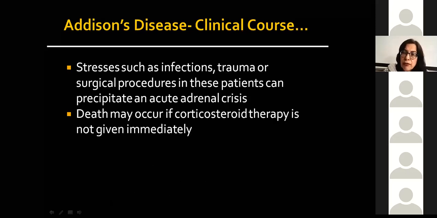Stresses such as infections, trauma, or surgical procedures in these patients can precipitate an acute adrenal crisis. Now, this patient has Addison's disease. They are taking the normal amount of steroid. But if there is some infection, trauma, a surgical procedure, or some stress, it can precipitate an acute adrenal crisis. So you have to give the patient more steroid at this time. Death may occur if corticosteroid therapy is not given immediately, if there is acute crisis.